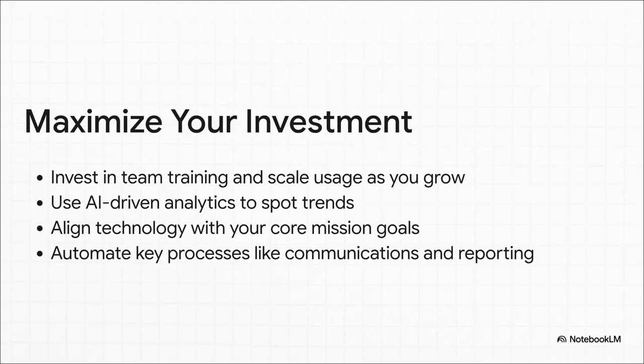So how do you get there? Well, it really comes down to a few key things. First, empower your team with good training. Then, automate everything you can: reporting, communications, you name it. Start using the smarter tools you have, like AI analytics, to spot trends. And maybe most importantly, make sure every single piece of technology you use is directly aligned with your core mission.